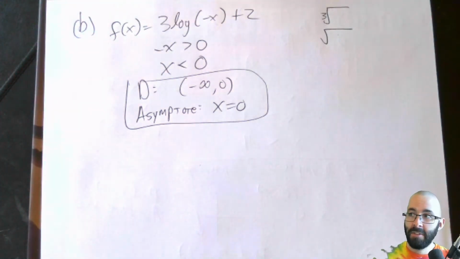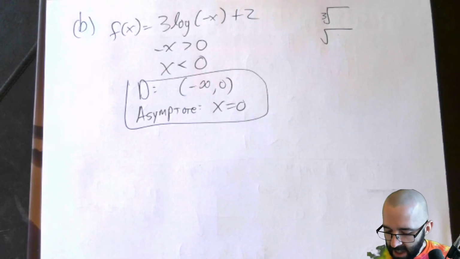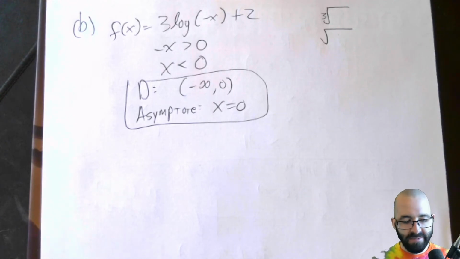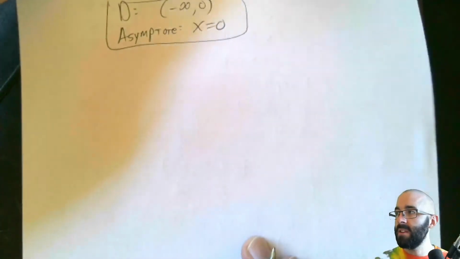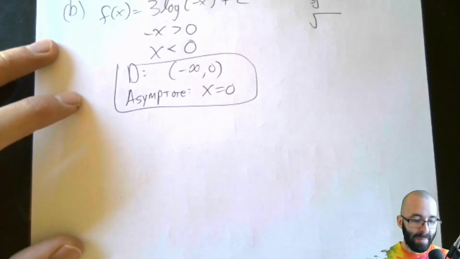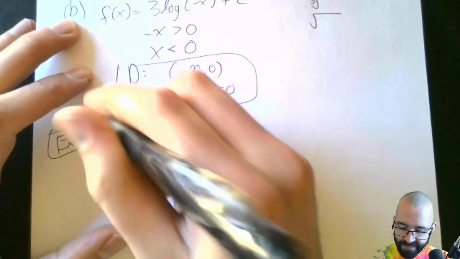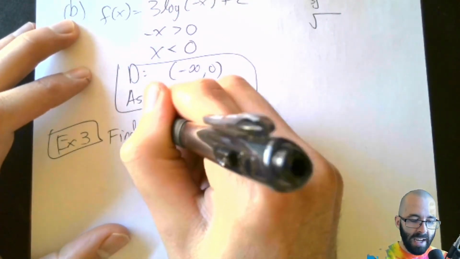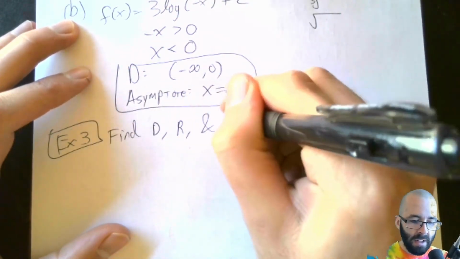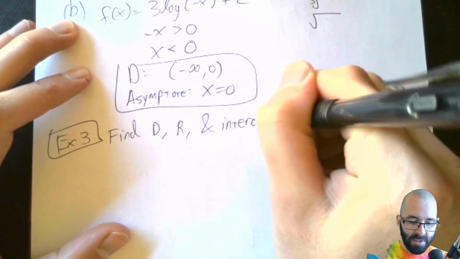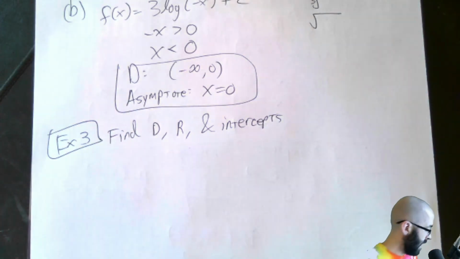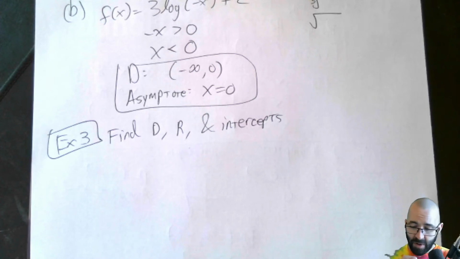And that's the first half of this video. And the only other thing kind of involves a little earlier stuff. You know how to do this. You just might not remember. Okay. Example 3, refresher time. Find the domain, the range, and the intercepts. We already know how to find the domain and range. And I claim that you already know how to find the intercepts as well.